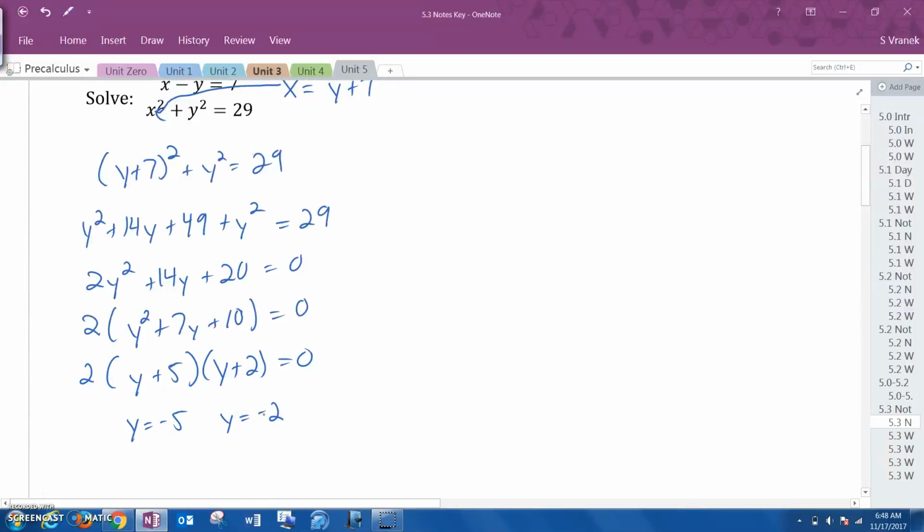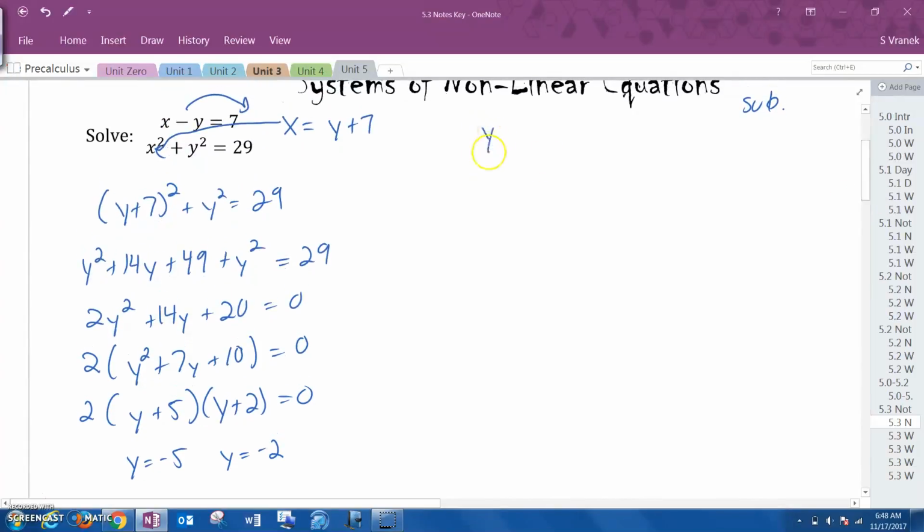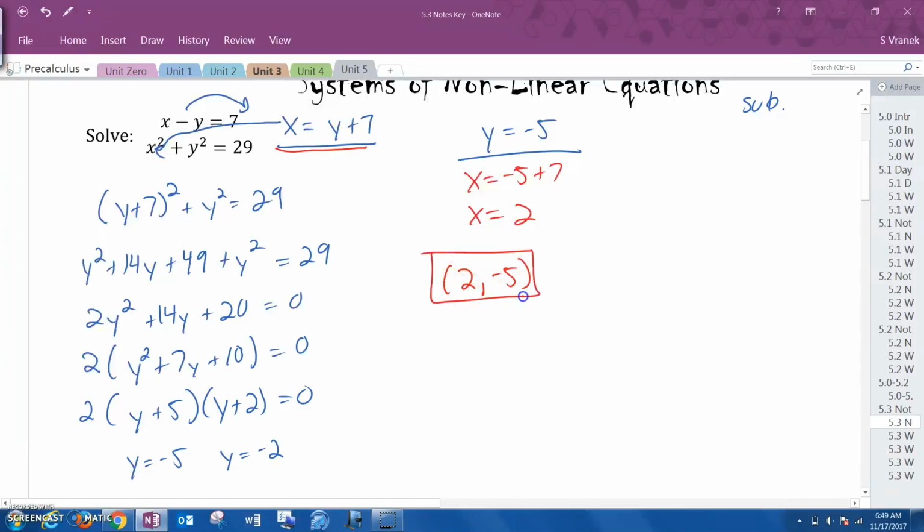Now, you have to test both of them. Okay? So, when y equals negative 5, we then use this equation right here. There we go. And we say x is equal to negative 5 plus 7, which means x equals 2. So, one of the points of intersection is 2, negative 5. That's a solution. We also have to check when y equals negative 2.